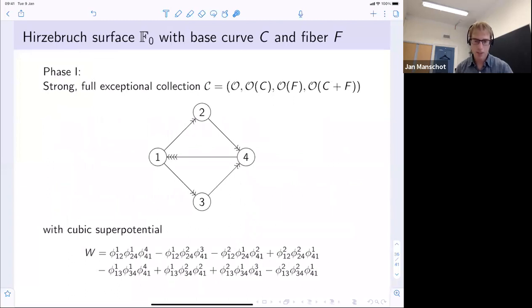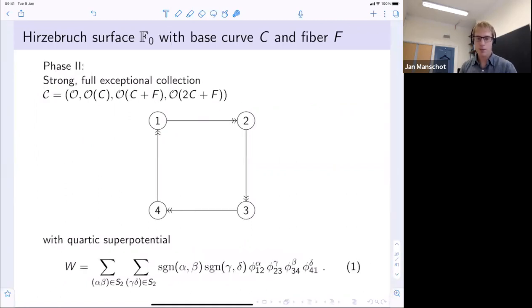Okay, so let me say a little bit about it. The different phases correspond to different choices of exceptional collections. So for example, for the Hirzebruch surface F0, we have a two-dimensional middle cohomology generated by a base curve C and the fiber F. And then we can consider the following exceptional collection, which then gives rise, going through the dual collection and determining the arrows, to the following quiver here with this superpotential. Whereas if you consider, say, phase 2, then the exceptional collection is the following, and then you get this square quiver and a different superpotential.